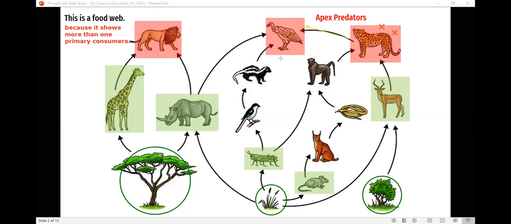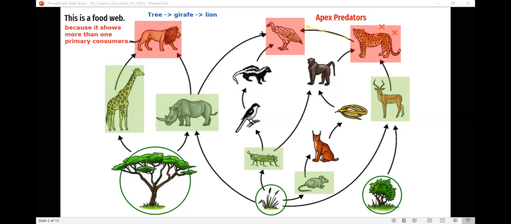Let's find in this food web a food chain of 3 elements. What is a food chain of 3 elements? The tree, giraffe, and lion. The tree is eaten by the giraffe. The giraffe is eaten by the lion. Thank you so much.